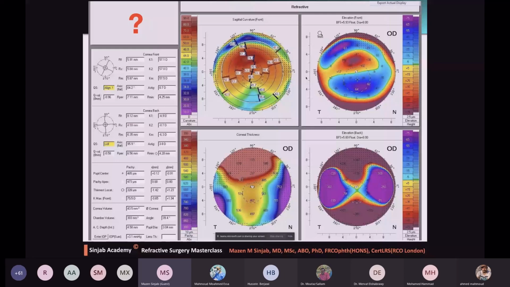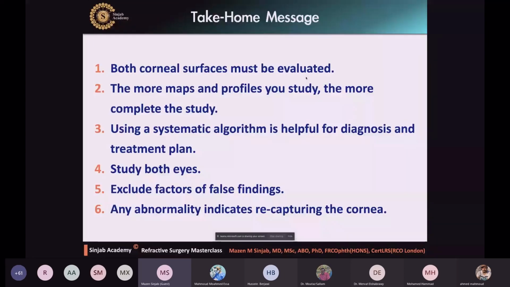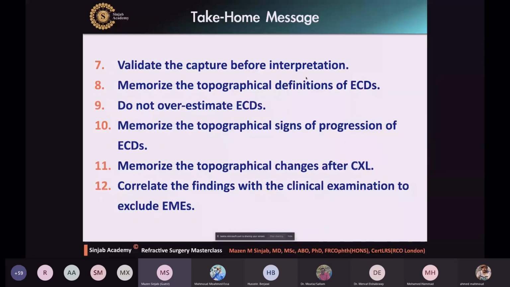So the take home message: Both corneal surfaces must be evaluated. The more maps and profiles you study, the more complete the study. You have to use a systematic algorithm in order to put accurate diagnosis and treatment plan. You must study both eyes. You must exclude factors of false findings before you decide, okay? And any abnormality in the tomography indicates recapturing the cornea. Validate the capture before interpretation. Memorize the tomographical definitions of ectatic corneal diseases. Do not overestimate ectatic corneal diseases.